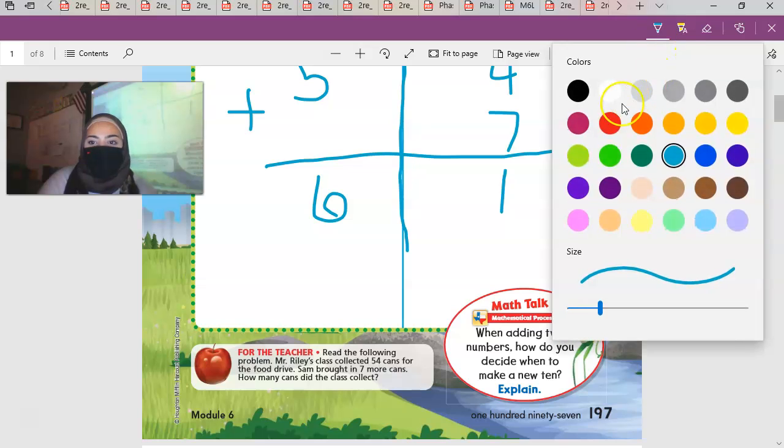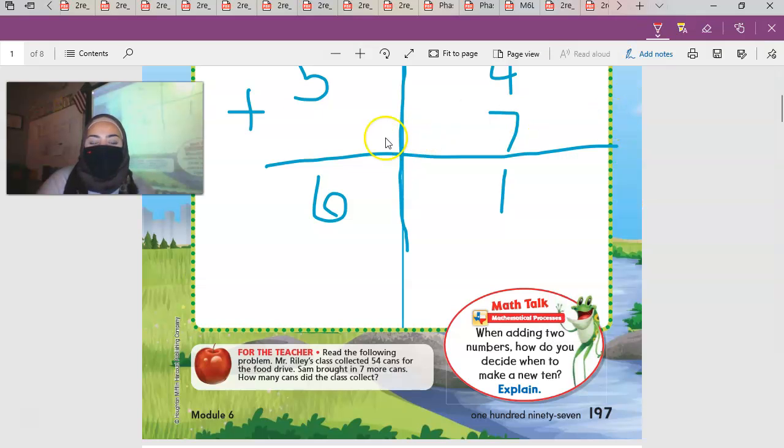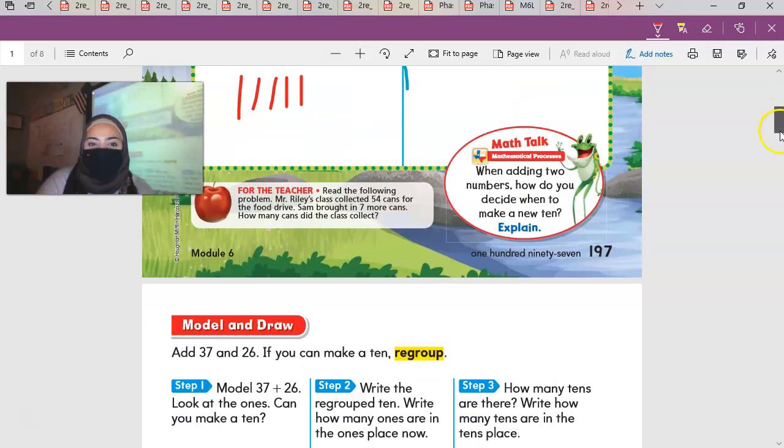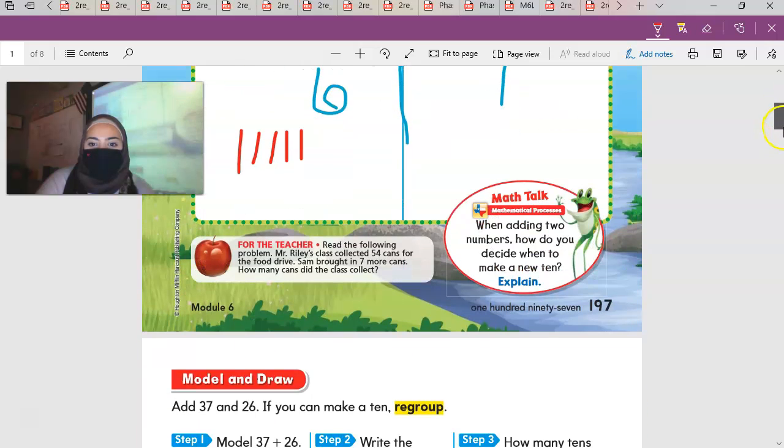So we're going to draw 54, 5 tens, 1, 2, 3, 4, 5. And then 4 ones, 54, 1, 2, 3, 4. And then it says plus 7. Now I'm going to draw 7 ones. 1, 2, 3, 4, 5, 6, 7.